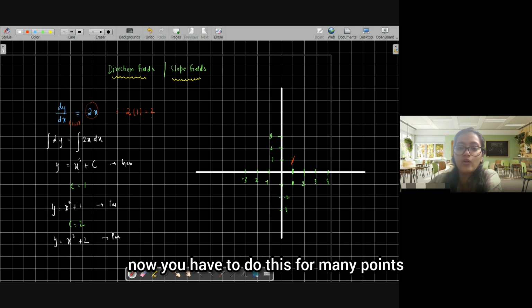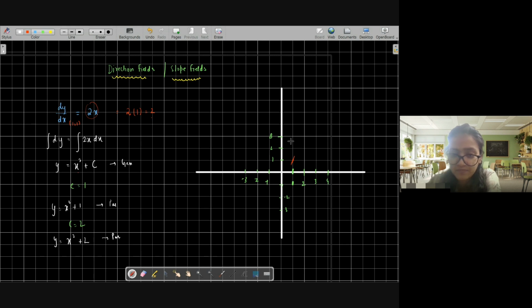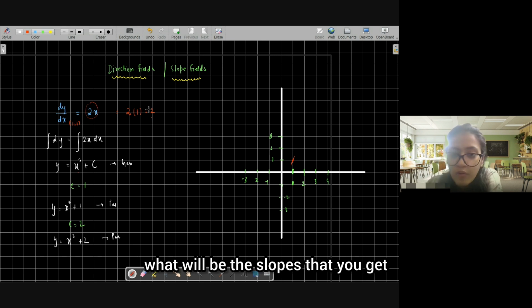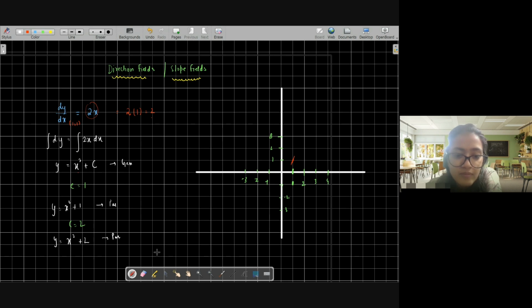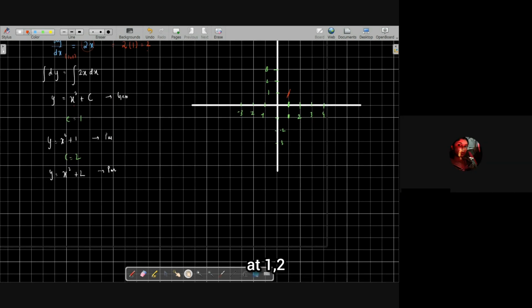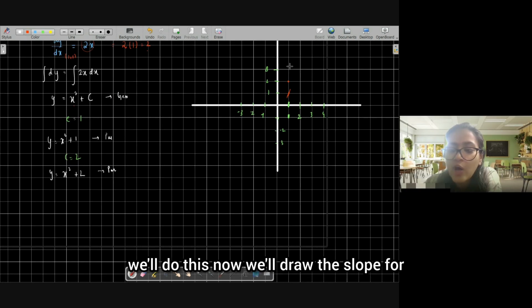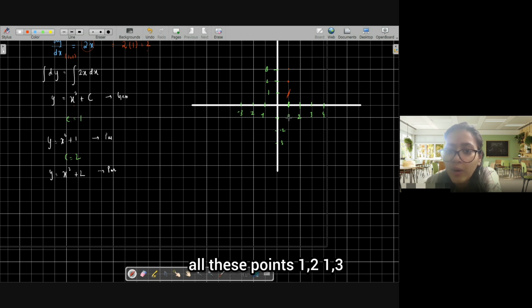Okay, now you have to do this for many points. If you take all of these points, 1 comma 2, 1 comma 3, what will be the slopes that you get? We'll draw the slope for all these points: 1 comma 2, 1 comma 3, 1 comma negative 3.